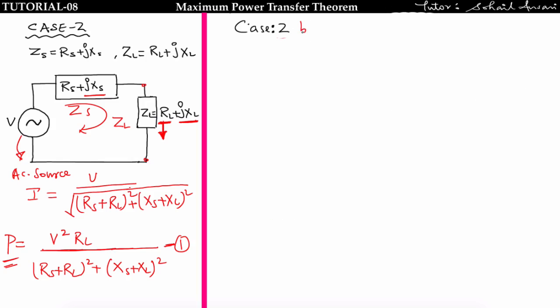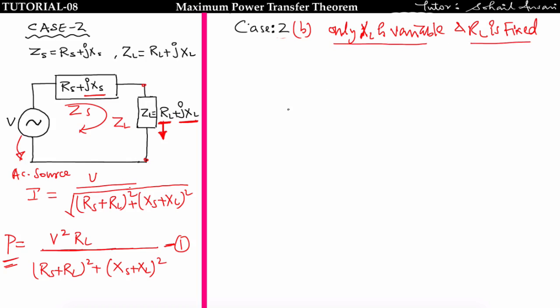Now see case 2b, when only XL is variable and RL is fixed. In the first case, RL is variable and XL is fixed. In the second case, we are considering XL is variable and RL is fixed.